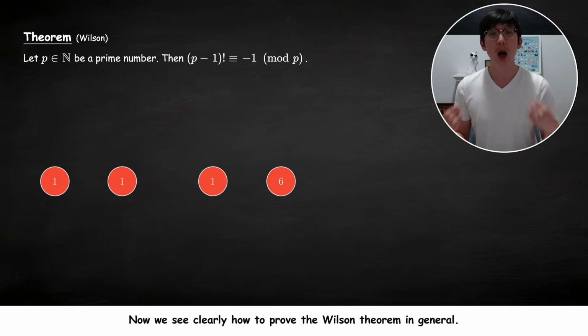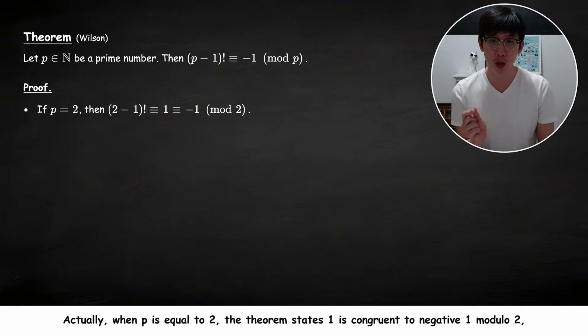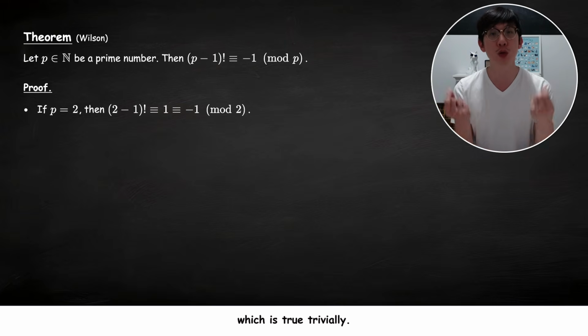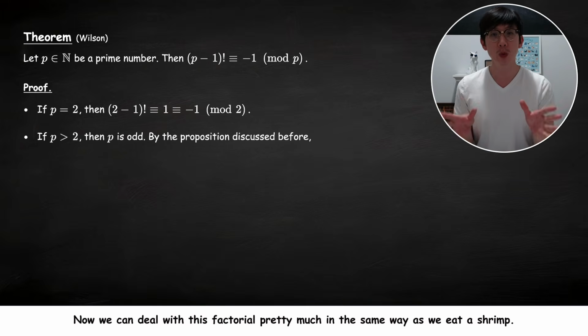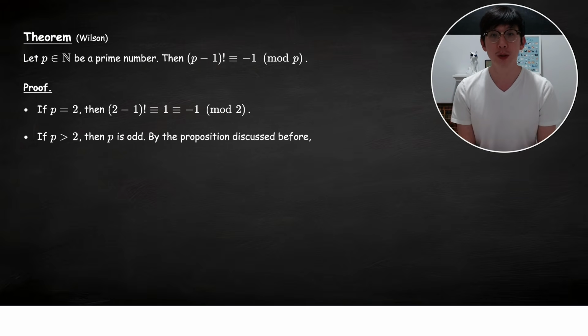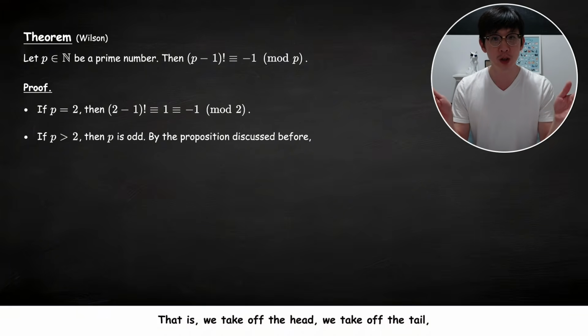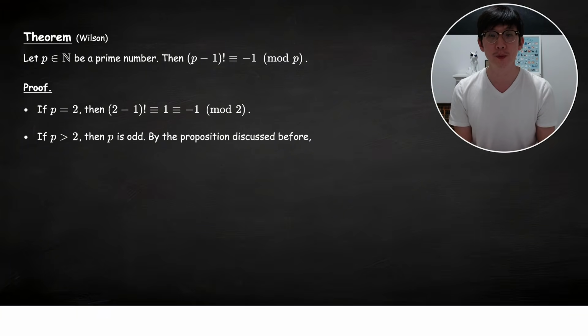Now we see clearly how to prove the Wilson theorem in general. Actually, when p is equal to 2, the theorem states 1 is congruent to -1 modulo 2, which is true trivially. Yet, when p is greater than 2, due to its primality, it must be an odd number. And now we can deal with this factorial pretty much in the same way as we eat a shrimp. That is, we take off the head, we take off the tail, and we cook the part in the middle.